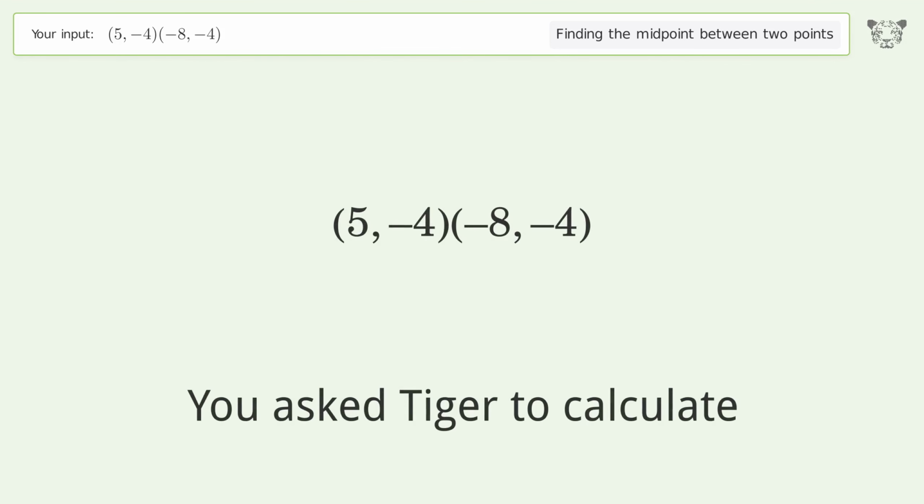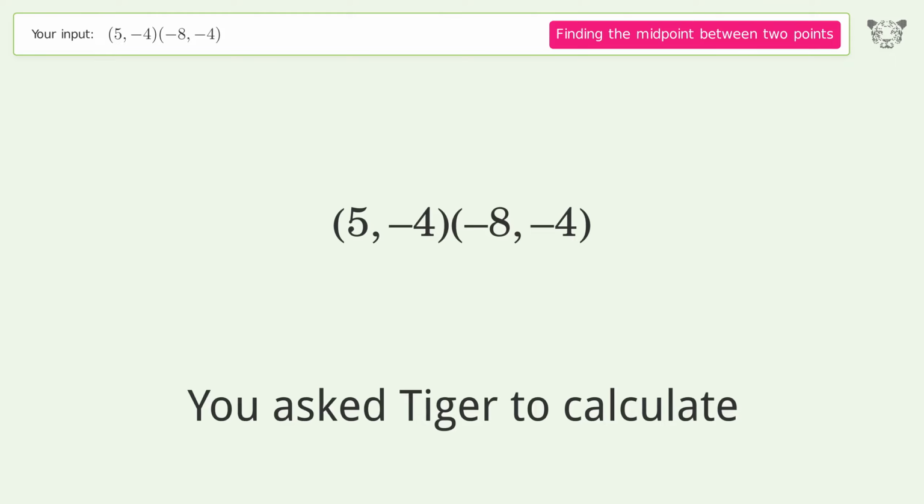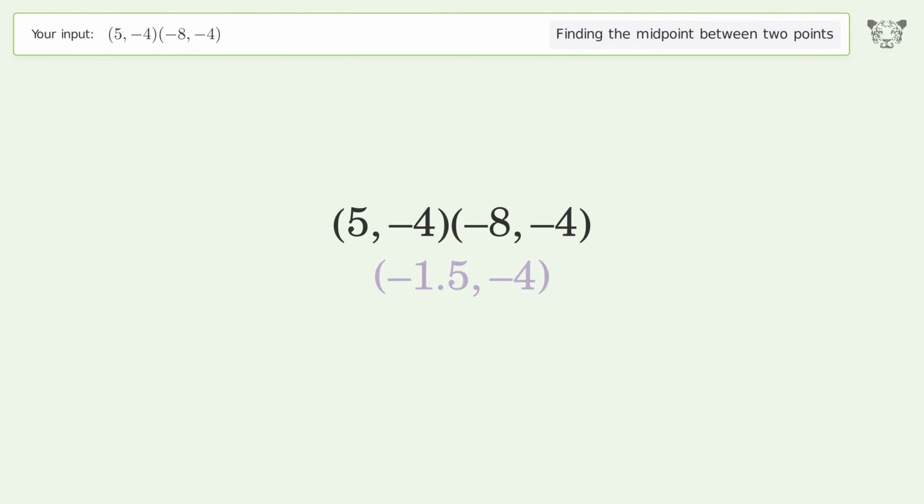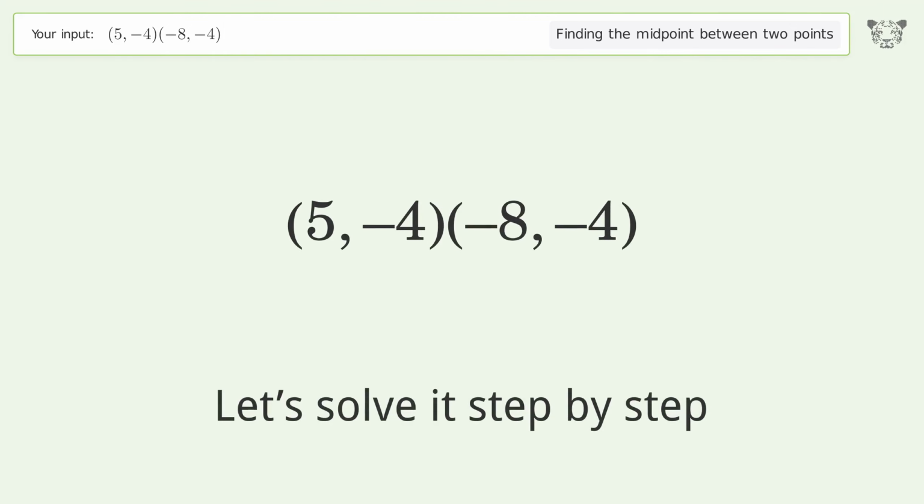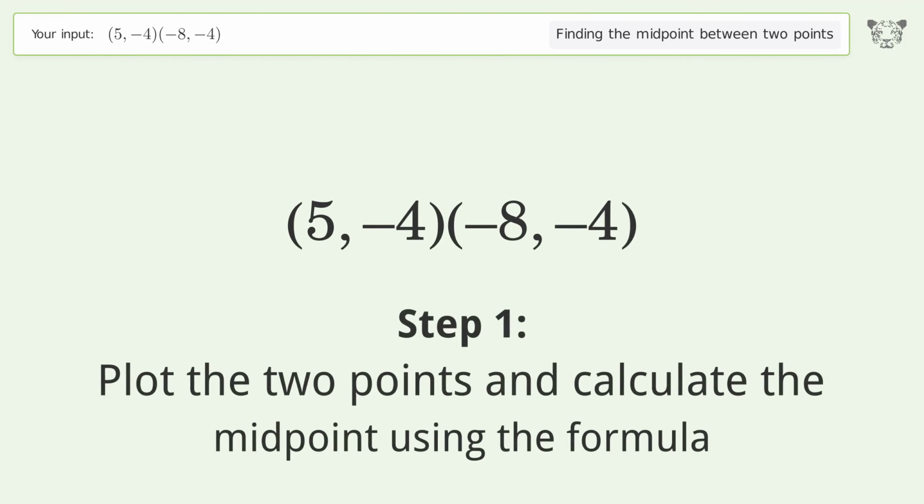You ask Tiger to calculate. This deals with finding the midpoint between 2 points. The midpoint between the 2 points is -1.5, -4. Let's solve it step by step. Plot the 2 points and calculate the midpoint using the formula.